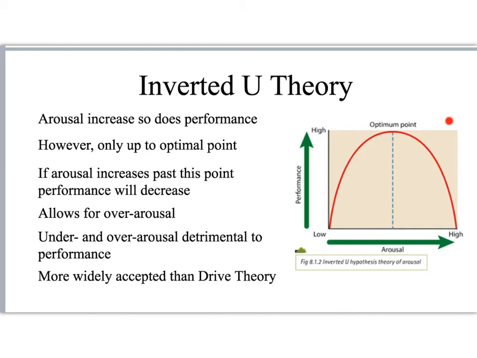So over-arousal, which this theory now takes into consideration, results in decreased performance. Under-arousal on this side also results in decreased performance. So the ideal for any athlete is to get to this optimal point here to make sure their performance is the best that it can be. And certainly compared to drive theory, this is much more accepted because of this concept of over-arousal, which is now included in this inverted U theory.